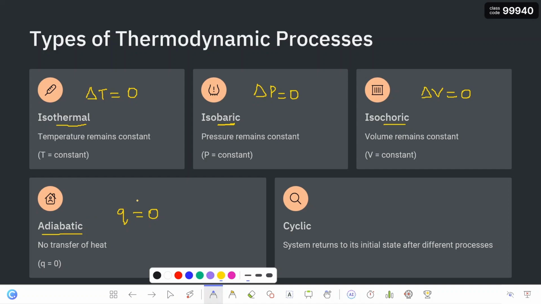While there is another term, cyclic process. Cyclic process means the system returns to its initial state after different processes. Suppose a system is starting from X, it goes to Y, it goes to Z, then finally it returns to X itself. Such a process is said to be a cyclic process. It starts from one position but undergoes different processes, and finally returns to its initial state.